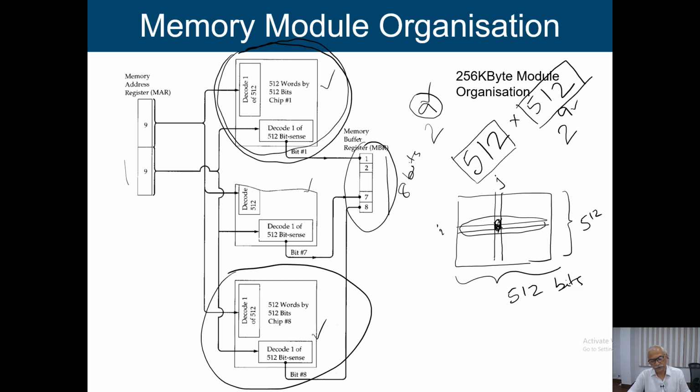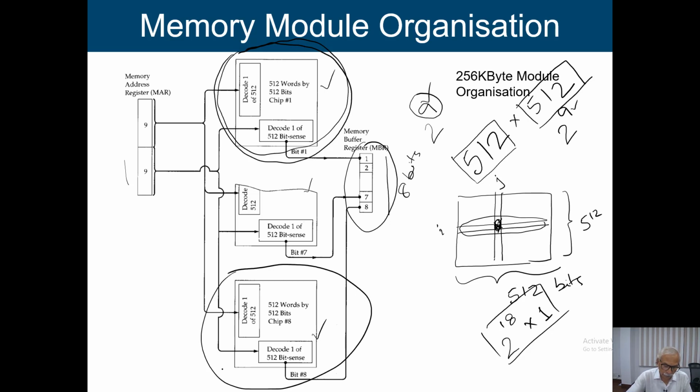So in this particular case, if you look into this memory chip, it is 512 into 512. That means it is 2 to the power 18 by 1 memory chip. That means we have a total of 2 to the power 18 memory locations, and in every memory location we can store 1 bit of information.